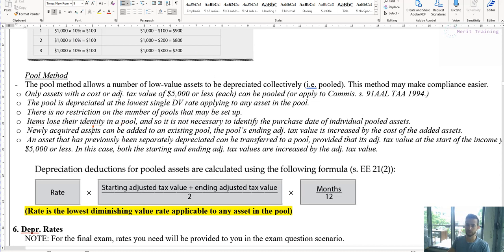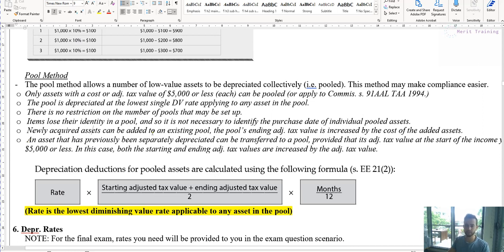And items lose their identity in a pool, so it's not necessary to identify the purchase date of individual pooled assets. Newly acquired assets can be added to an existing pool, and the pool's ending adjusted taxable value is increased by the cost of the added assets. That's what I mentioned before. It's basically your opening adjusted value less your depreciation plus any new assets added to the pool during the year equals your closing balance, or your opening balance for the next year of your adjusted tax value.